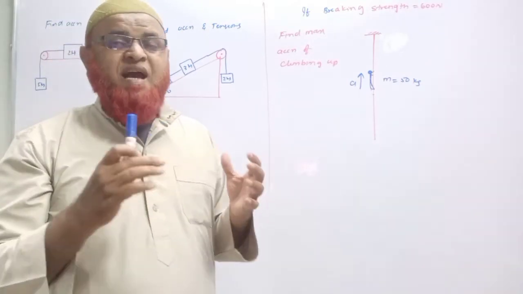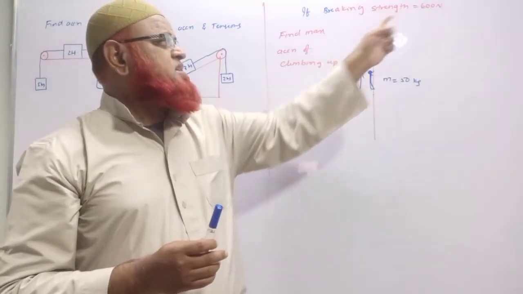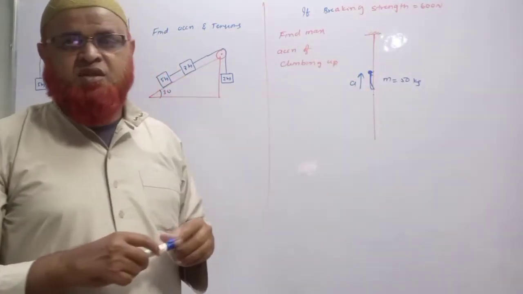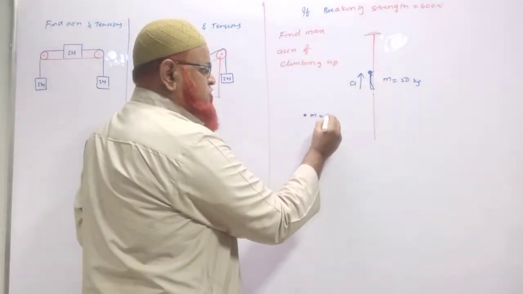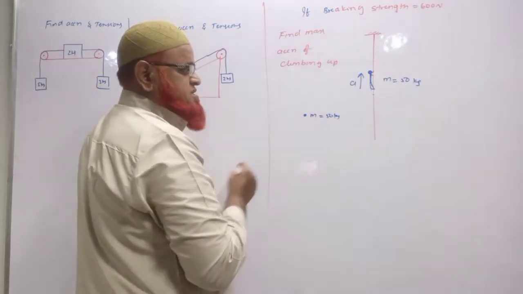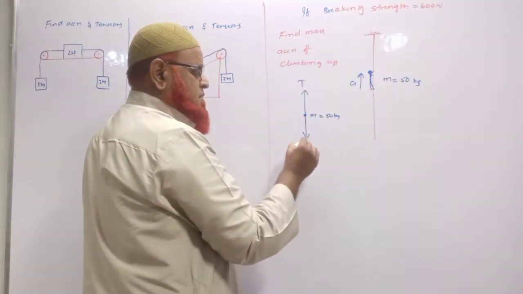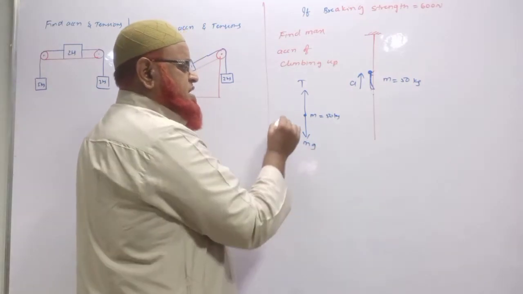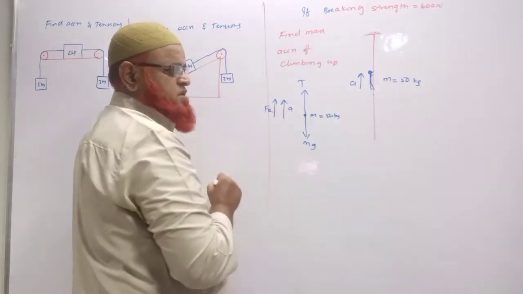So what should be the acceleration of this man so that he will climb up, and breaking strength is 600 newtons. Find the maximum acceleration. So here, if you take a man of 50 kgs as a dot, how many forces are acting? Tension will be upwards, mg is downwards, acceleration is upwards, resultant force also upwards.